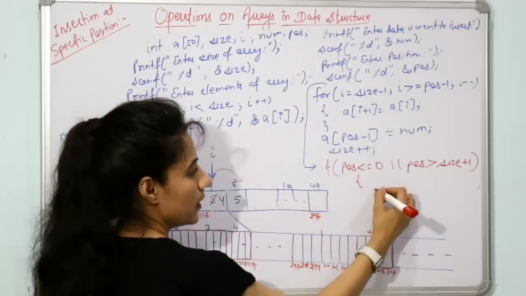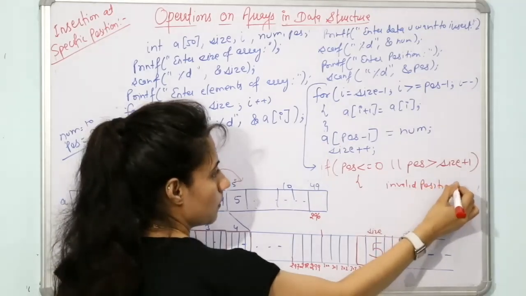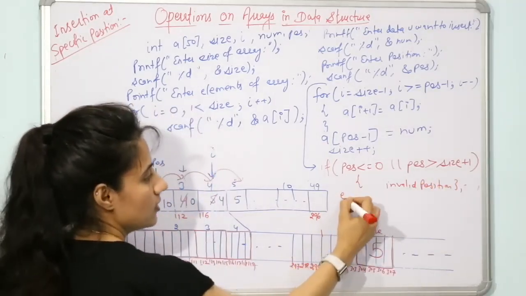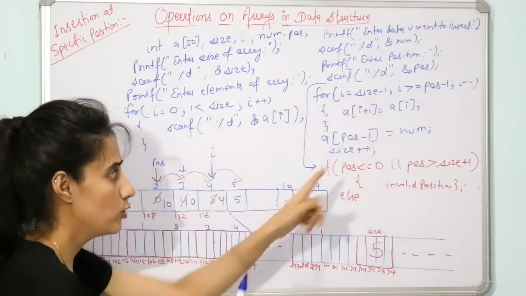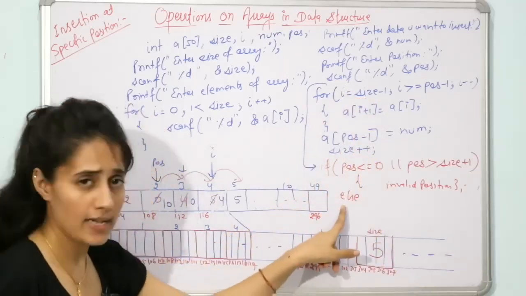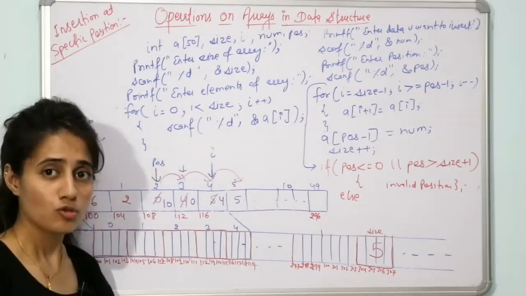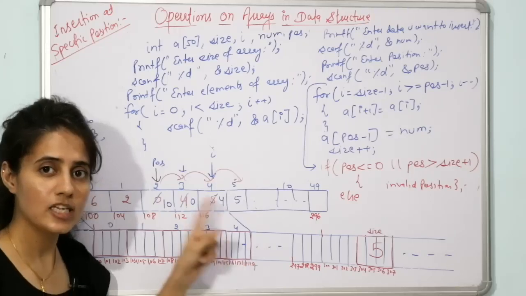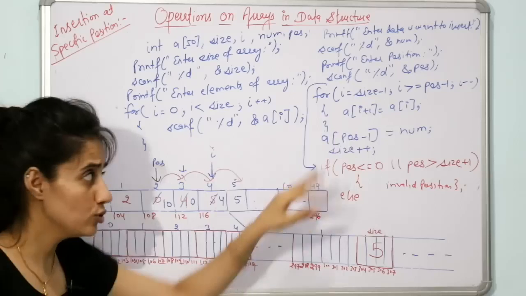Then you will write printf invalid position. And after this, in the else block you will write this for loop, and you will also print the array in this else also. After that you are going to close this else, fine. So this is how you can insert data at any specific position. You can insert at the beginning also, you can insert at the end also, fine, using this method.